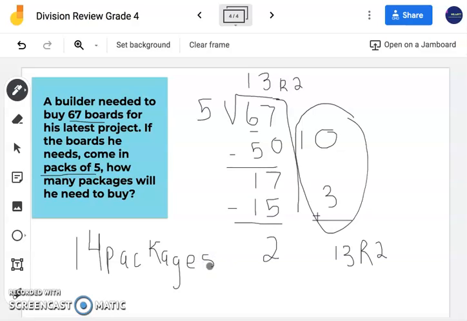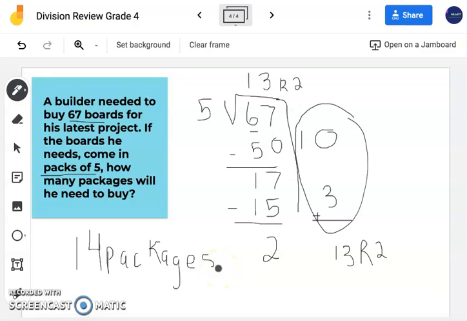And that's what the question wants to know. How many packages will he need to buy that will include all 67 boards? So by buying 14 packages, that's including that remainder of 2. And yes, you will have extra boards then, so you would really be having 70 boards, but that's okay. We have to make sure though that we had all 67 boards. So again, by buying 14 packages, you're making sure that you're having 67 boards, and you're making sure the remainder is included, and you didn't forget about the 66th and the 67th board.